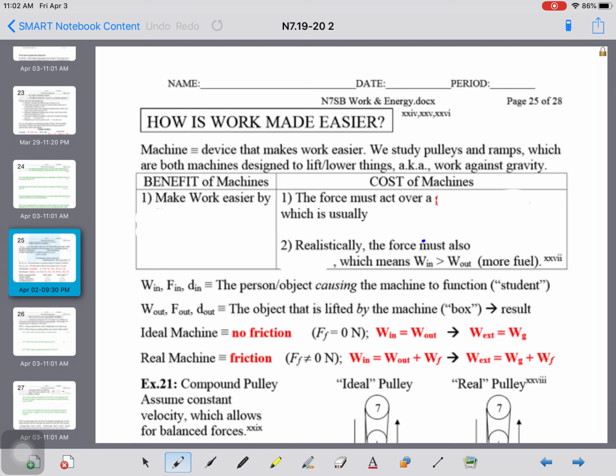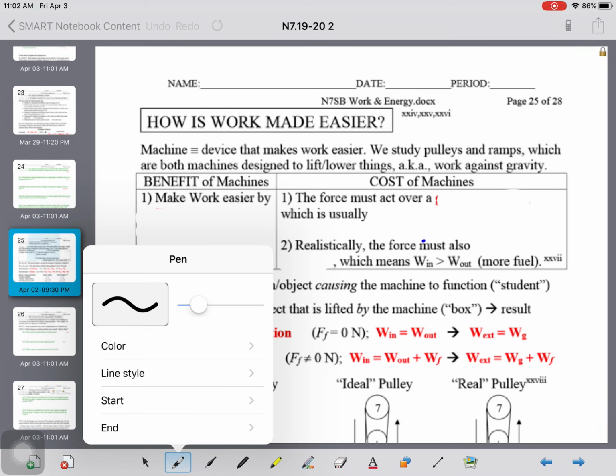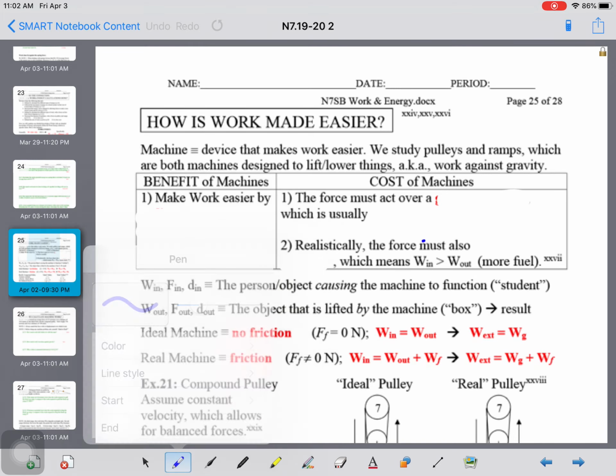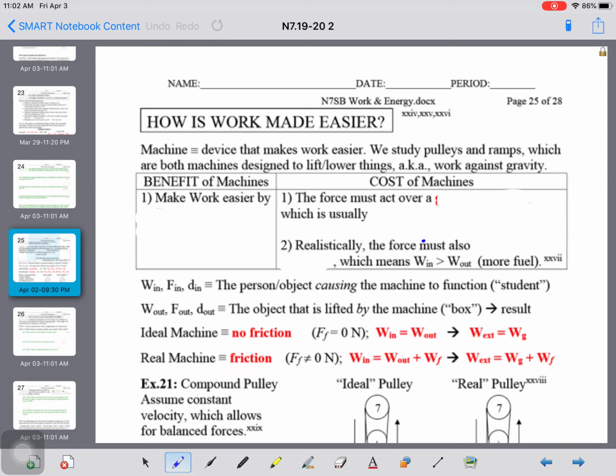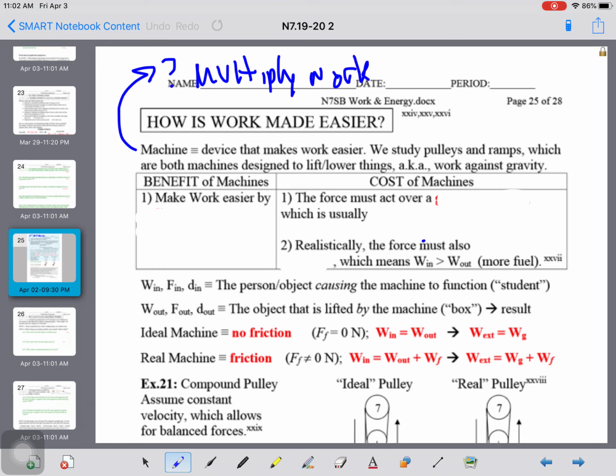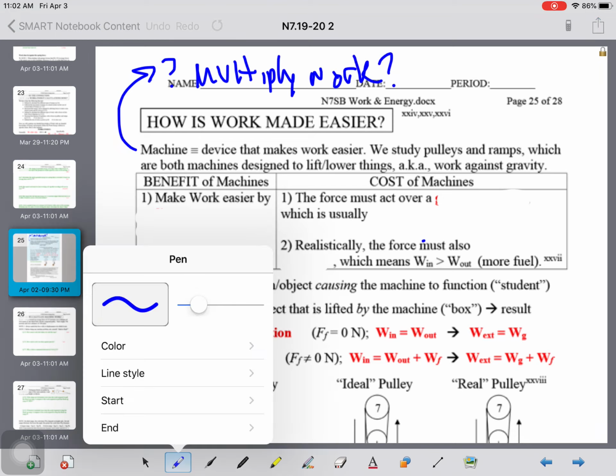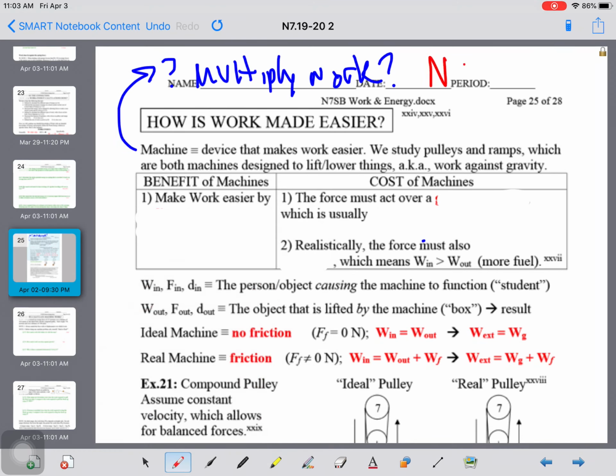So let me set something straight right away. People sometimes make the mistake of thinking that a machine does work for you or a machine multiplies work. Does a machine multiply work? Well, we're going to revisit that question, but let me say it right now so you're clear on it. The answer is no. The answer is definitively no. And that question will make a little more sense in a couple of minutes. But let's talk about what machines actually do.